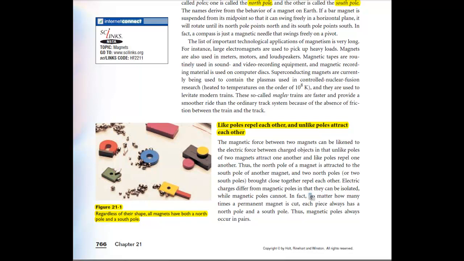No matter how many times a permanent magnet is cut, each piece will always have a north and south. Magnets are dipoles. Even electromagnets are dipoles. There's no such thing as a magnetic monopole. So magnetic poles always come in pairs.